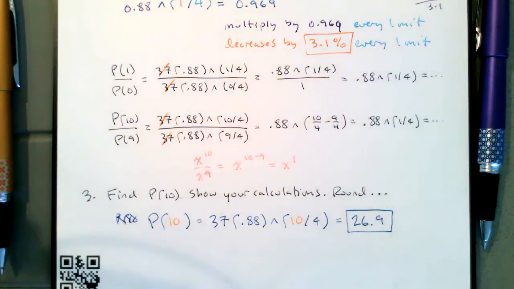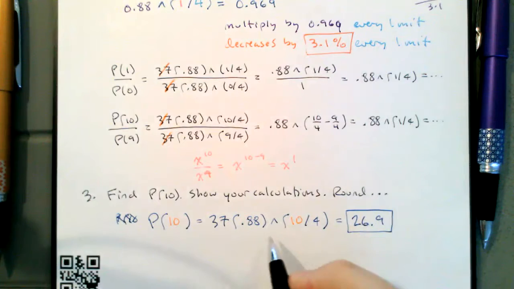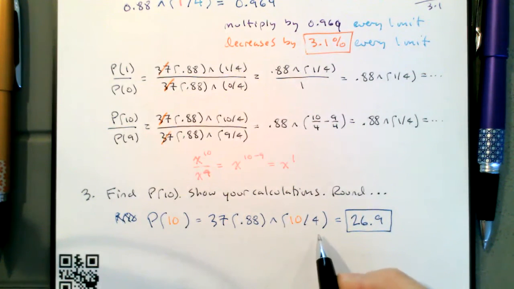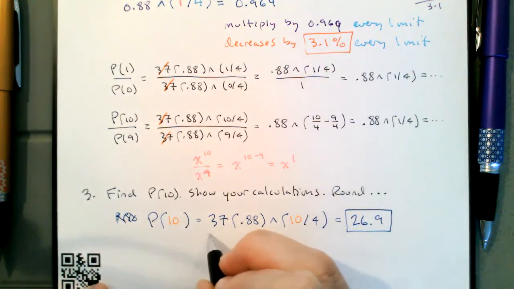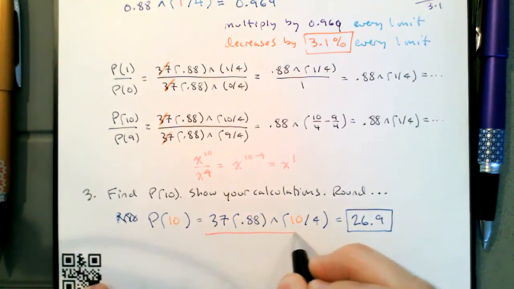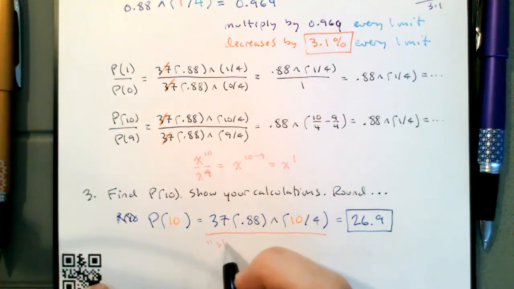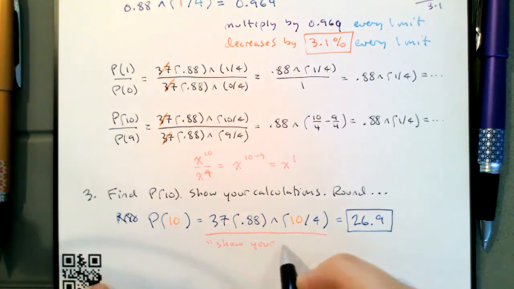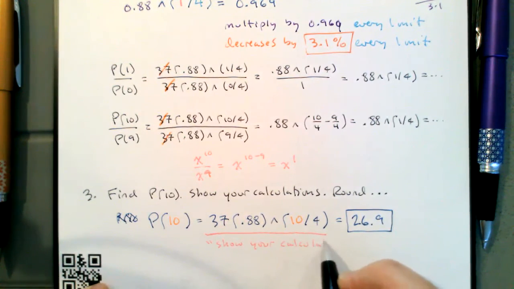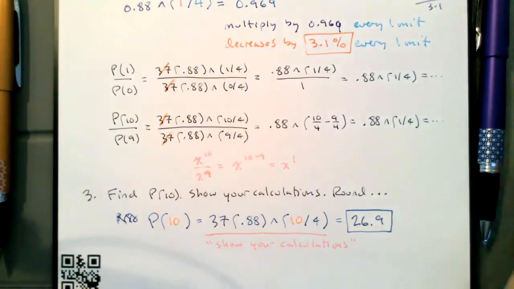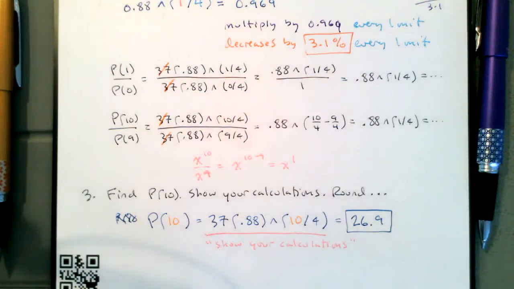When I say show your calculations, I don't need to see the steps. I just mean write down what you're going to plug into your calculator because I need to know 0.88 to the 10 over 4. That's going to require a calculator. I don't want exact values. I want approximations because they'll make more sense that way. So this is what counts as show your calculations. As usual with calculator exercises, just write down or type what you're going to punch into your calculator.